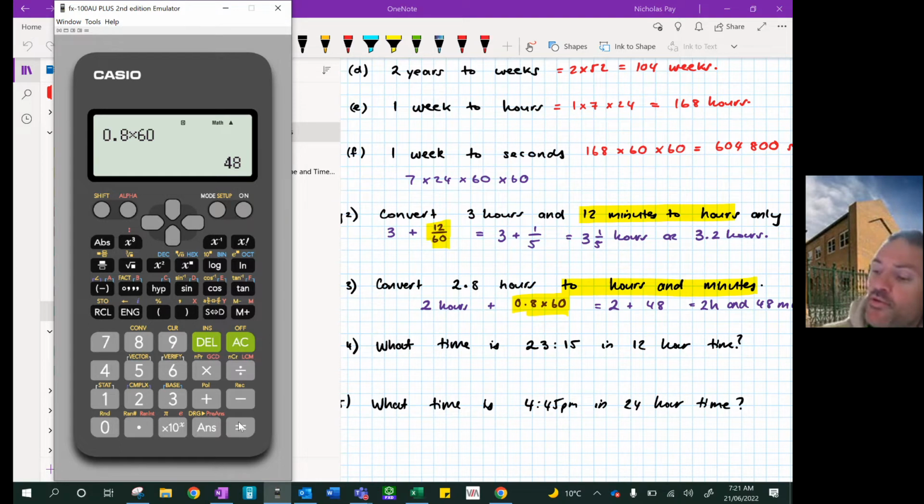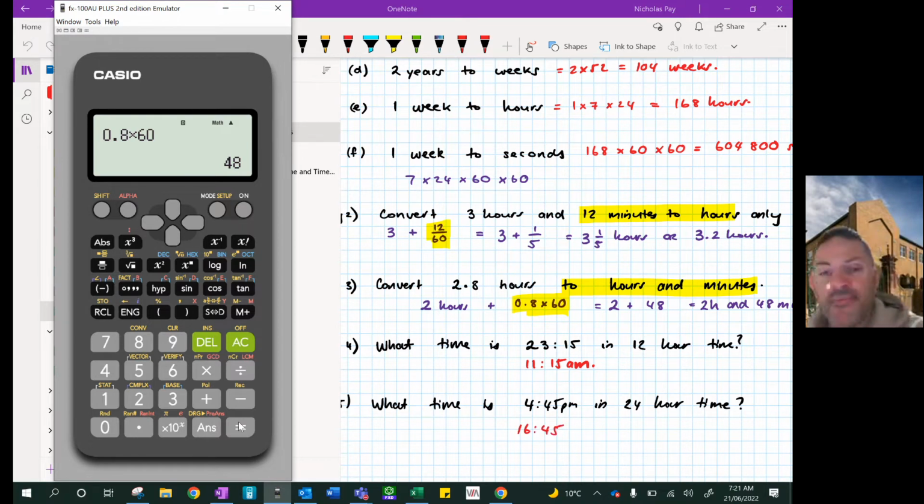And the last two, what time is 23:15 in 12-hour time? Well, let's just subtract 12. We get 11:15 p.m. Perfect. It's also near 12 a.m. And then what time is 4:45 p.m. in 24-hour time? Well, let's just add 12 hours. We get 16:45.